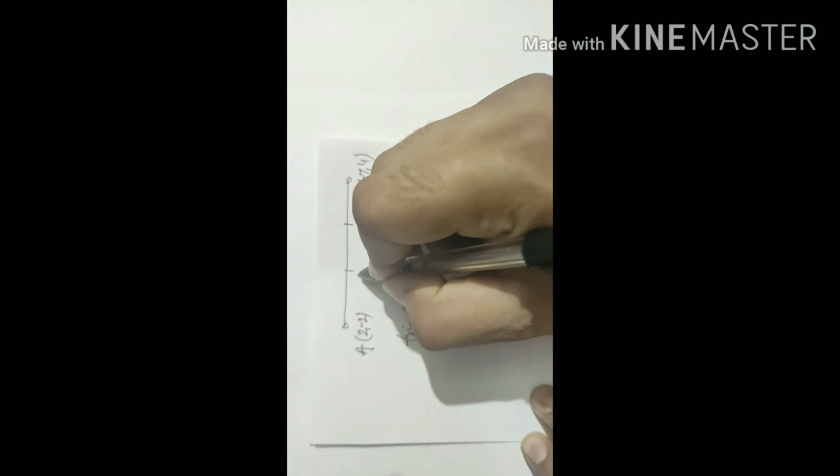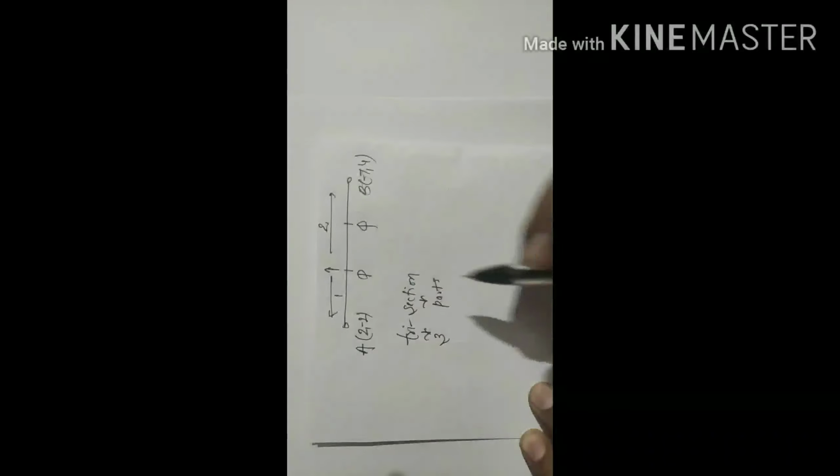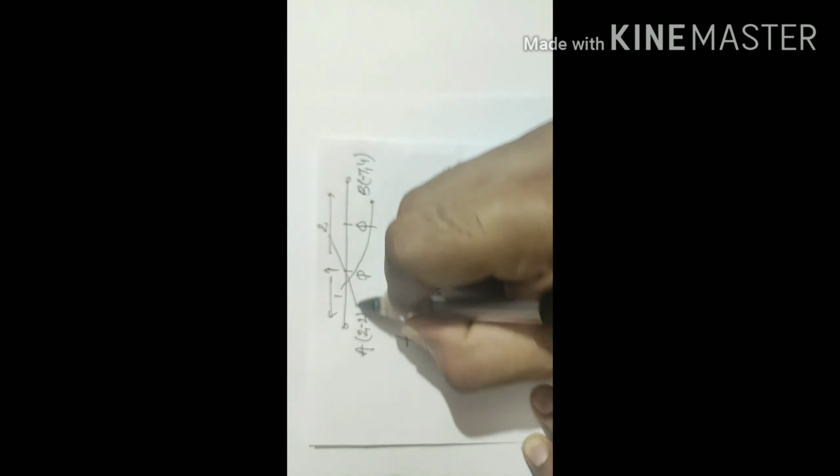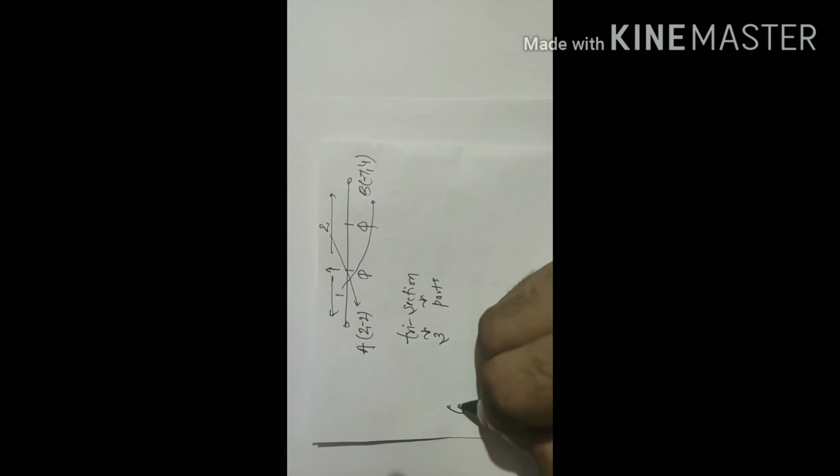If you see here, for point P, on the left hand side there is 1 share and on the right hand side there are 2 shares. So the ratio becomes 1 ratio 2. Applying the section formula with ratio 1:2, coordinates of P. X coordinate: 1 multiplied by -7, 2 multiplied by 2, divided by the sum of ratio. After solving we get this.